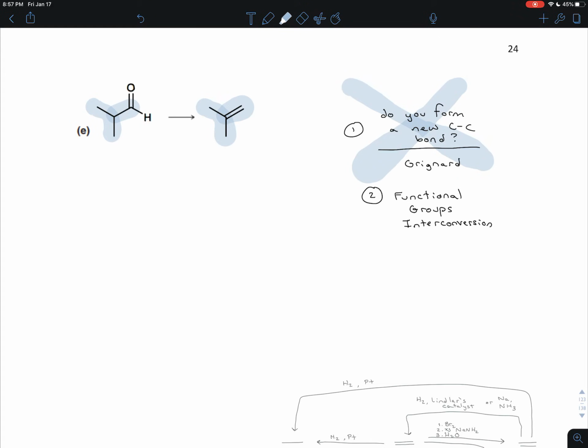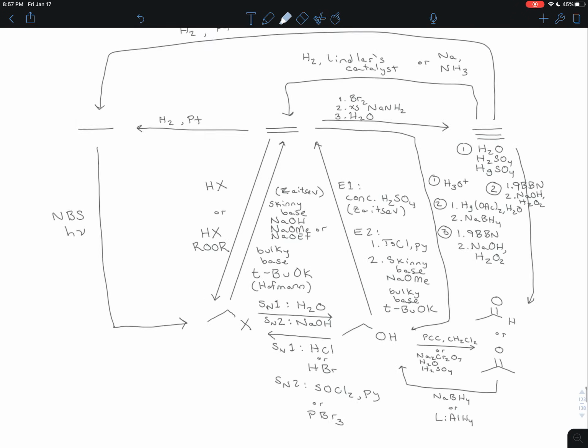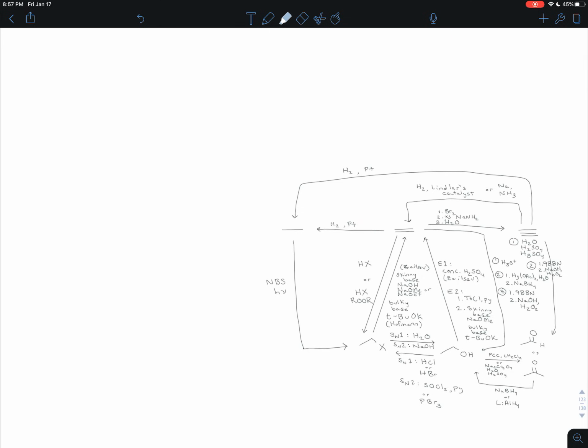We're not going to use a Grignard reagent in this exercise. So all we need to do is look at how the functional groups will need to interconvert or change, and for that, we'll use this table that we drew out in that previous video.